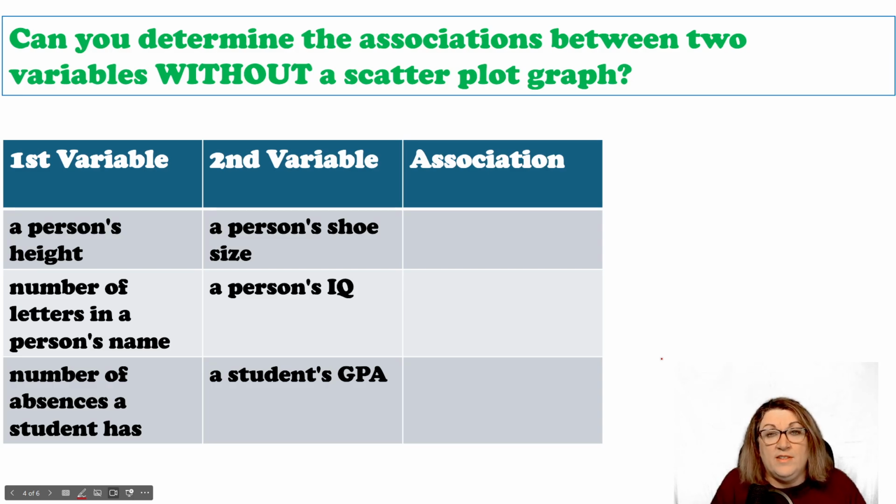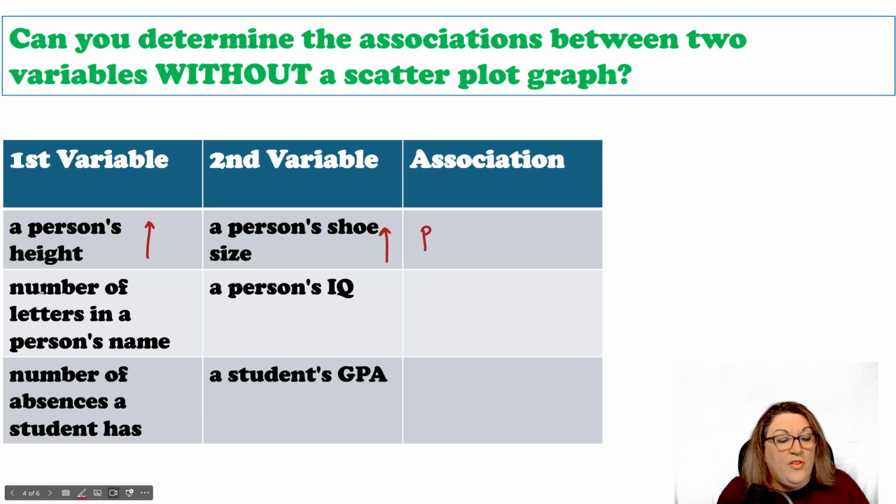All right, now here are some circumstances where we have to determine the association based on the words of the scenario. So without even looking at the graph, can you tell what this association would be? The first variable, a person's height. The second variable, a person's shoe size. What you have to ask yourself is, if a person's height increases, would the person's shoe size in general also increase? If the answer is yes, then we know it's a positive association.